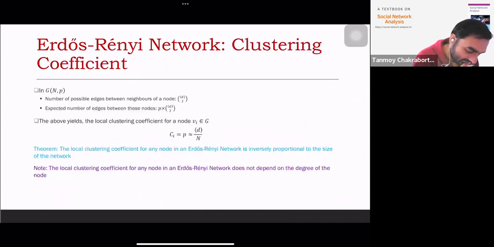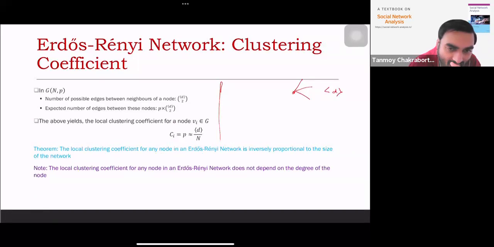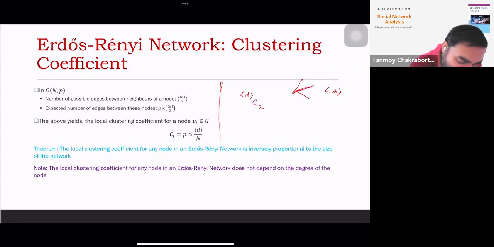It is very simple. Let's look at the clustering coefficient. So clustering coefficient meaning what? A particular node has degree ⟨d⟩, and how many of them are connected? Again, the same principle. You have ⟨d⟩ number of nodes, and the total number of connections possible is ⟨d⟩ choose 2. And we know that the edge formation probability is P. So the actual number of edges is this times P. So this is your numerator.